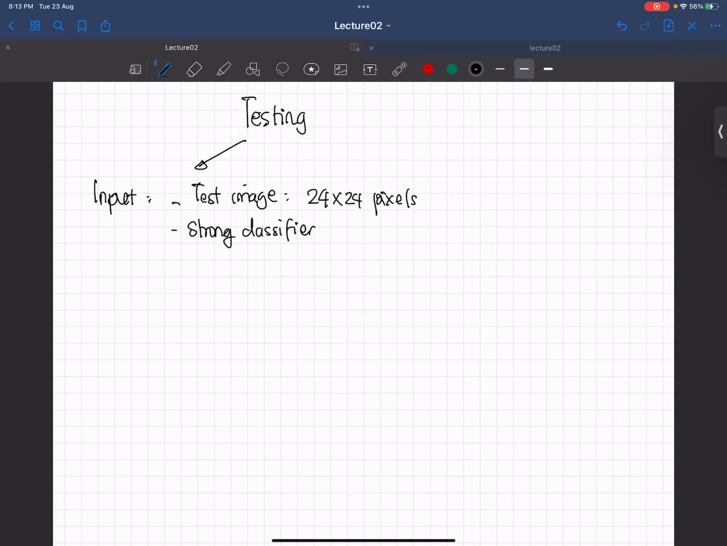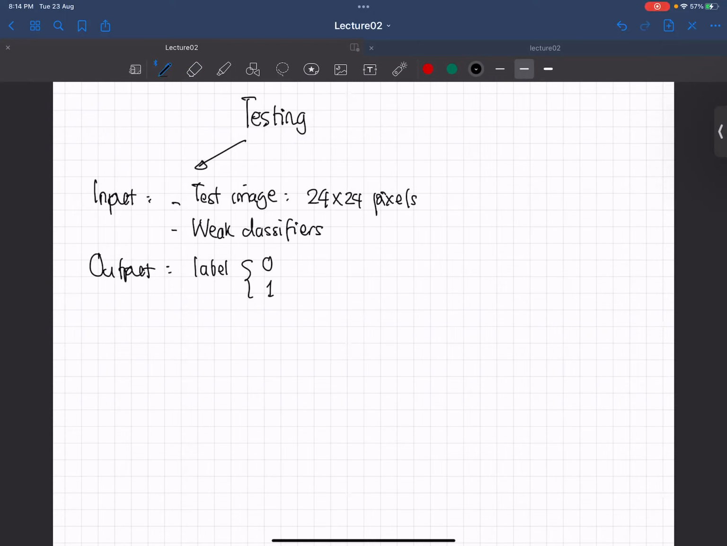Right. And what will the output be? Right, so this is the predicted label, and this is 0 or 1, which is the output of your strong classifier. Well, actually, I cannot say that it's a strong classifier. It's better to say weak classifiers, which imply a strong classifier.